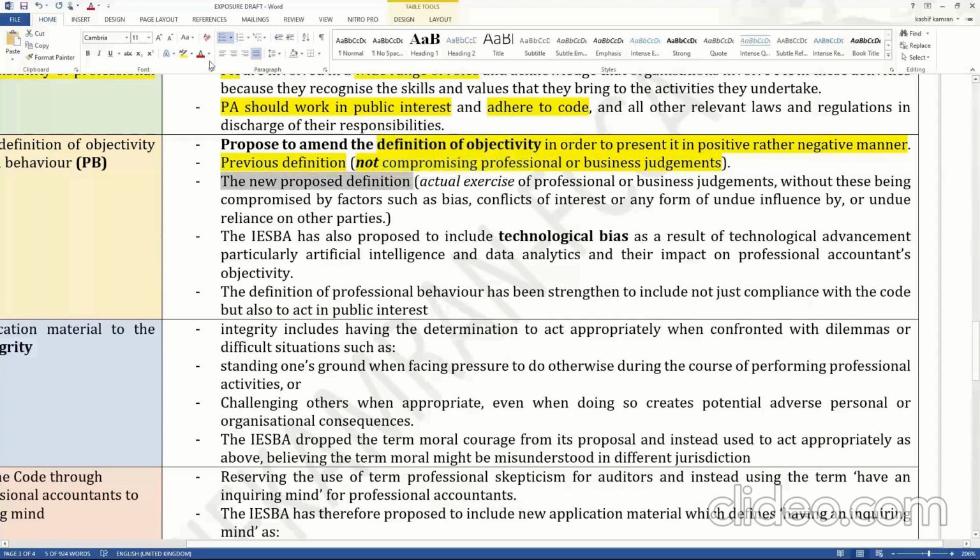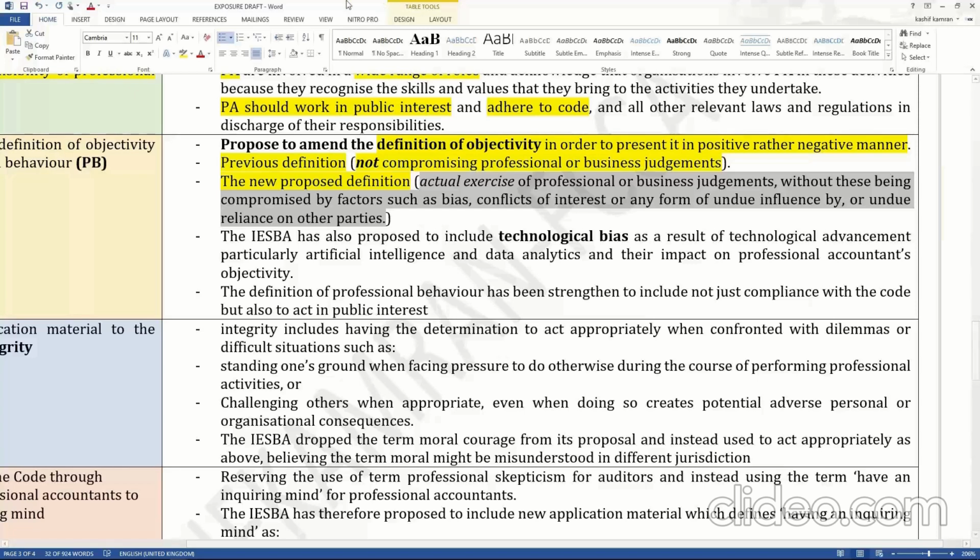The new proposed definition is: actual exercise of professional or business judgment without these being compromised by factors such as bias, conflict of interest, or any form of undue influence by or an undue reliance on other parties. Now see, this is the new definition: actual exercise of professional or business judgment without these being compromised by factors such as bias, undue influence, conflict of interest, etc. So will you learn this definition? Now, this definition is not saying not compromising professional or business judgments. This definition is saying actual exercise of professional or business judgment without being influenced or without being biased.